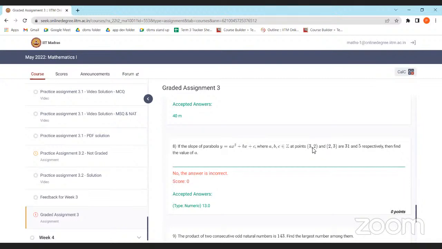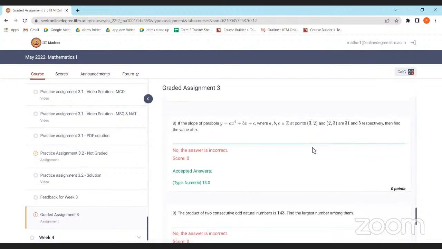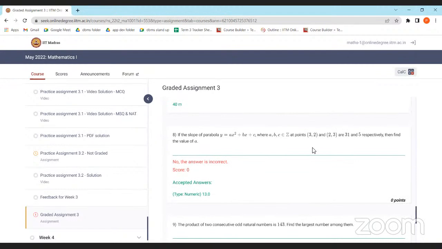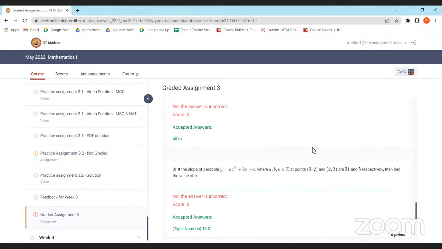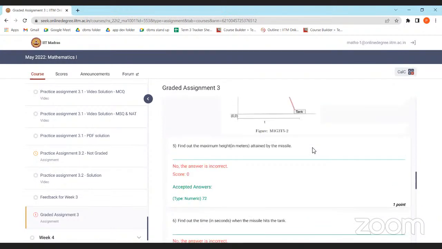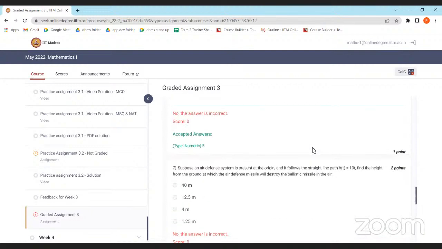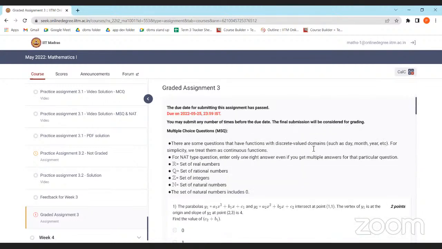But I also have a question in graded assignment 3. I have written a mail, but sir, I didn't get a reply yet. Okay, I will see that. Sir, I have the same question, it belongs to the same genre. Graded assignment 3, question number 3, numerical answer type.